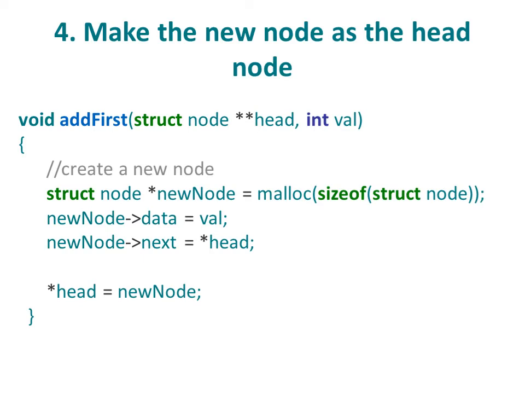Now what should I do? Make the new node the head node. At first, I am allocating memory by using malloc, that is dynamic memory. Now new node data equals value, that is the value which I want to insert. Next, new node next equals head, I am assigning head. Now head equals new node, that is, finally a new node is created which is marked as head.